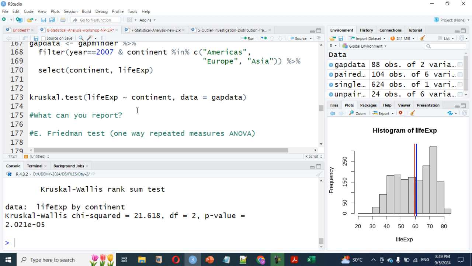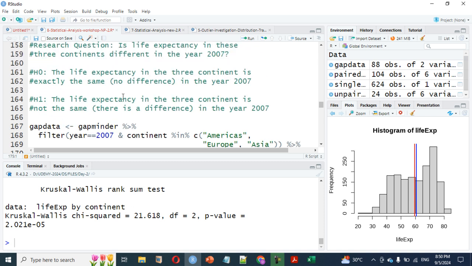Our P is less than 0.05. All right, so what can we report here? Because this is significant, we can now go back to our hypothesis and reject the null hypothesis. Why? Because our alternative is true. It's significant. It means life expectancy in the 3 continents is not the same. There's a difference in this year.